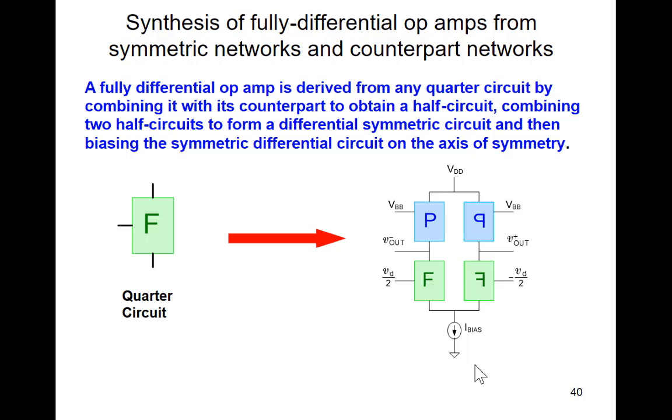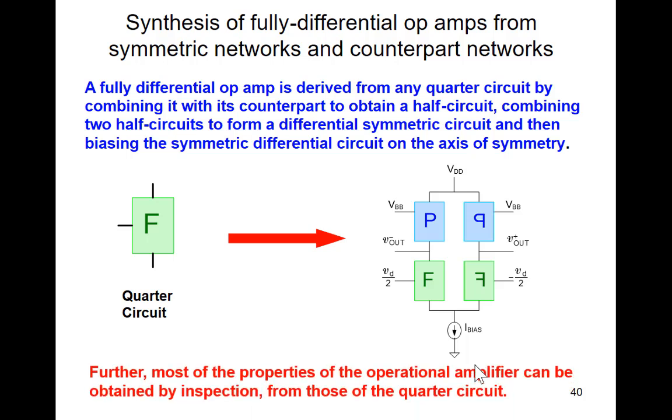So now what do we really start with? We just really start with one circuit, the quarter circuit. From that quarter circuit, we get the fully differential op amp. I think we're out of time. So let me make one observation, and then we'll be done. Further, most of the properties of the operational amplifier can be obtained by inspection from those of the quarter circuit.